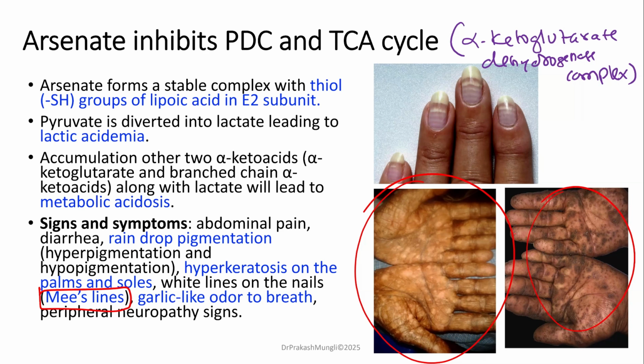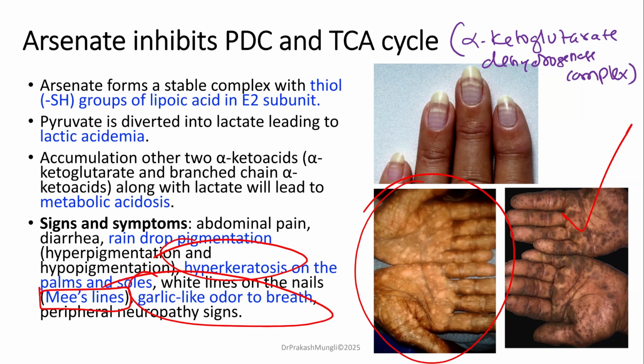Like when rain drops onto the ground, freshly made ground or something with a lot of dust, and raindrops fall, there is a drop here and there, and that's how it looks. Okay, raindrop pigmentation, very characteristic. Hyperkeratosis on the palms and soles is in the second figure. If you feel their hand, it is rough hyperkeratosis. So hyperkeratosis on palms and soles, raindrop pigmentation, Mees lines, and garlic odor to breath. All of them will give you a clue to arsenate toxicity.